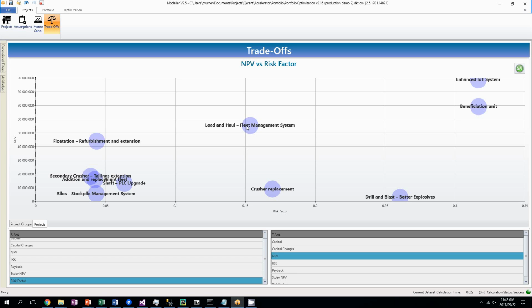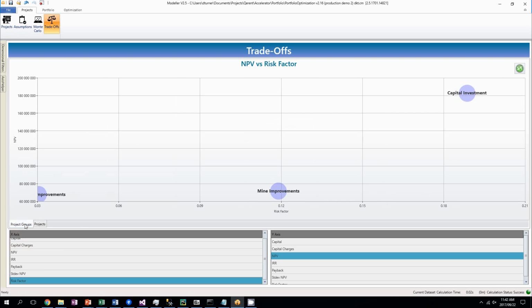For example, we can see that although the fleet management system has a fairly good return, it is also quite high risk. And the flotation refurbishment has only a slightly smaller NPV, yet it is much less risky. So one would argue that the flotation refurbishment is a much better choice to make if one is very risk averse.